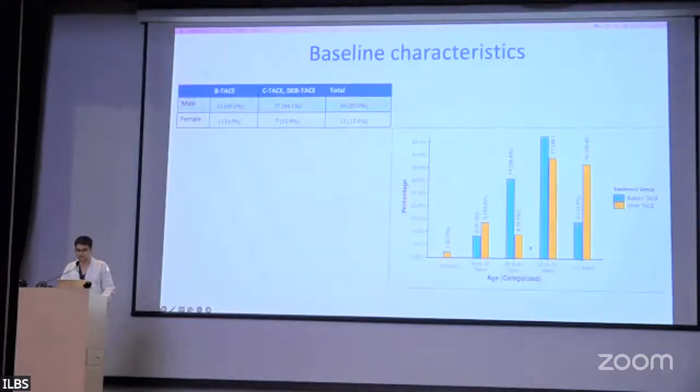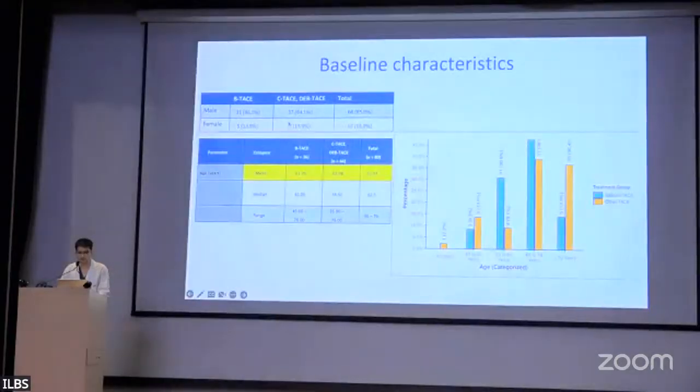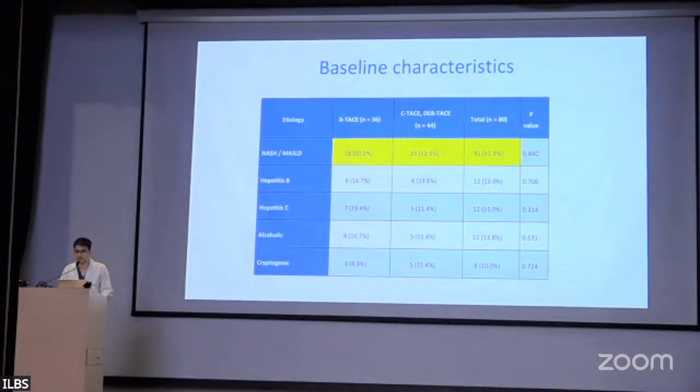Coming on to the results, the baseline characteristics. 86% of patients were male in the balloon TACE group, while 84% were male in the other group, the CTACE and DEB TACE group, while females were 13.9% in the balloon TACE group and 15.9% in the CTACE DEB TACE group. And the age: the mean age in the balloon TACE group was 61, while in the conventional TACE DEB TACE group it was 63. The most common etiology in both groups was NASH, followed by hepatitis B and hepatitis C.